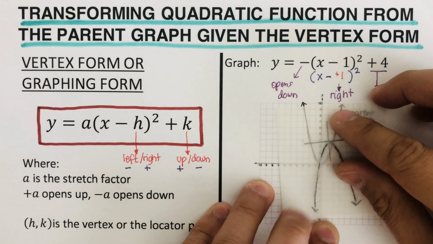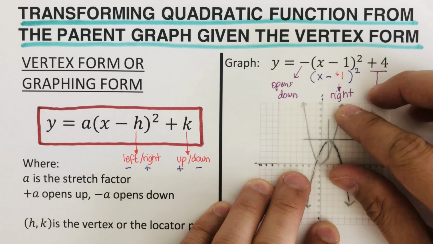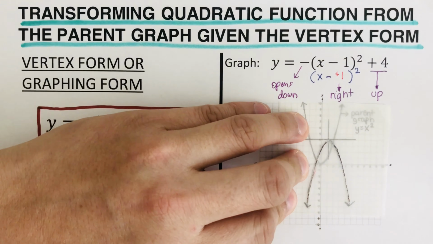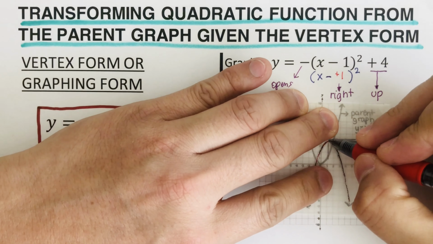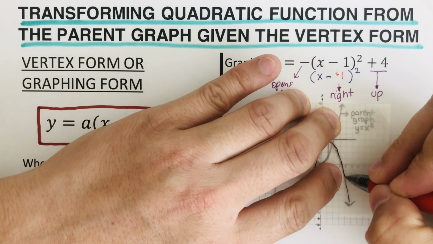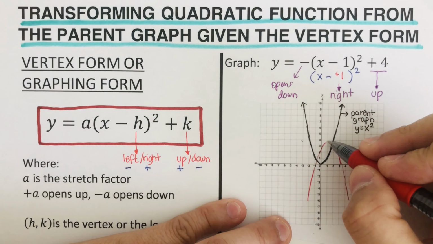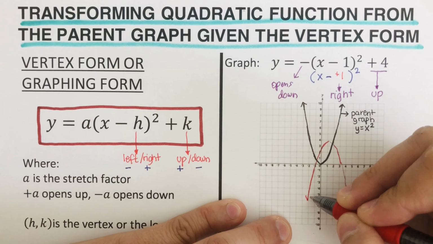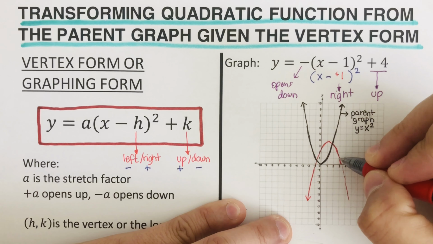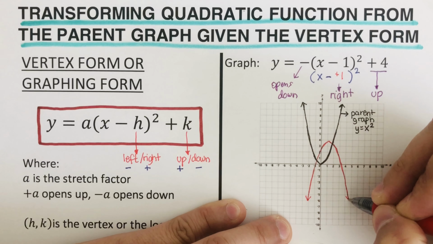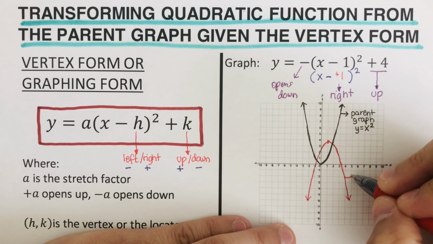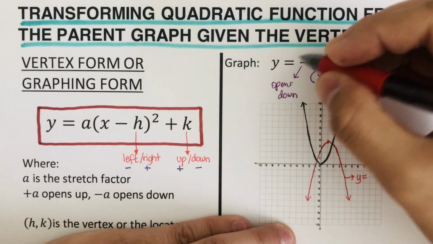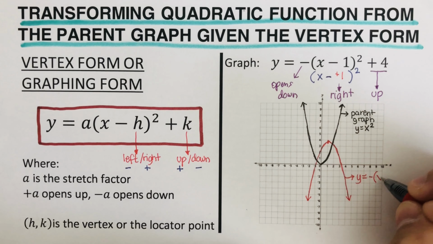So we flip it. It's gonna be opening downwards. So that means this is the translated graph. So I'm just gonna sketch the graph right here. So then I will trace this up. So again, our A here is a negative 1. So in all of the examples that we will have all A's would be 1. So the equation for this graph is y equals negative, parentheses, x minus 1 squared plus 4.